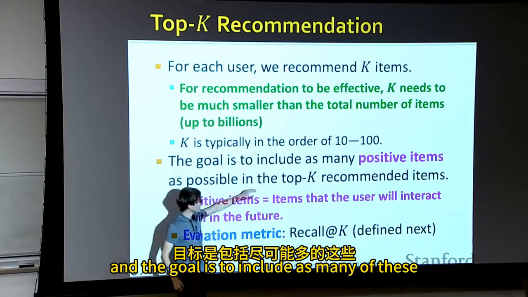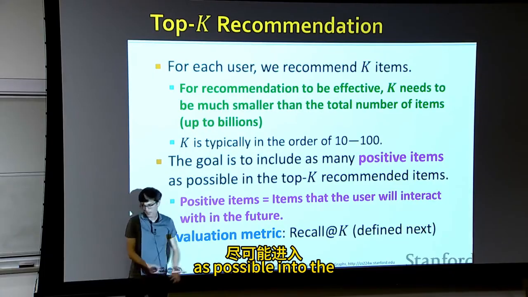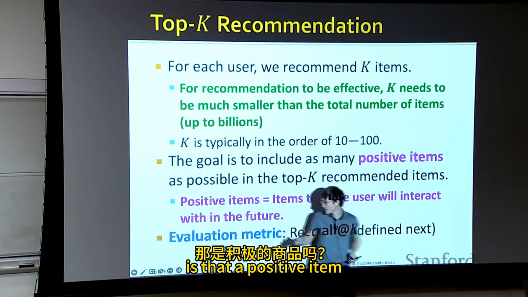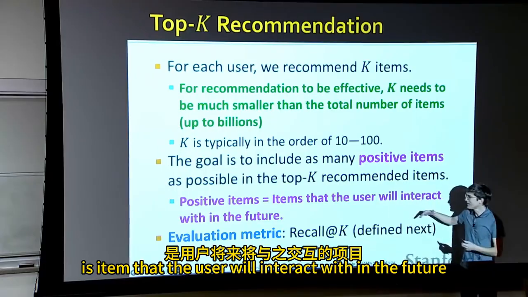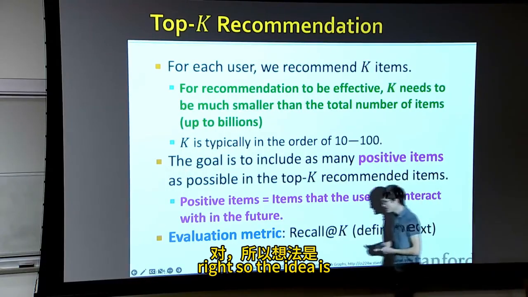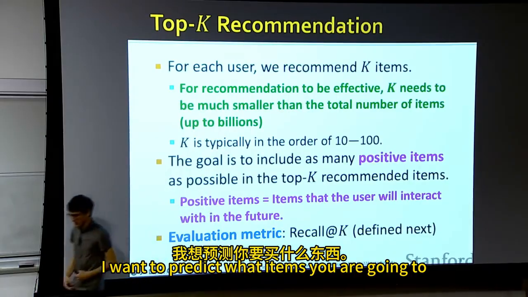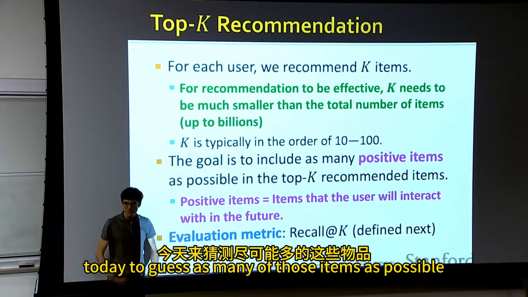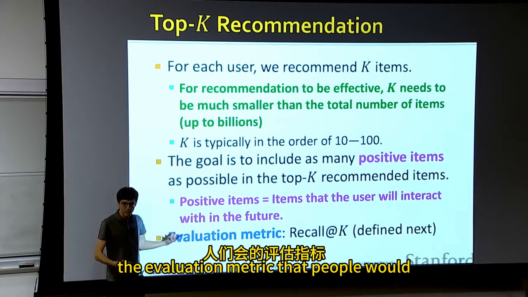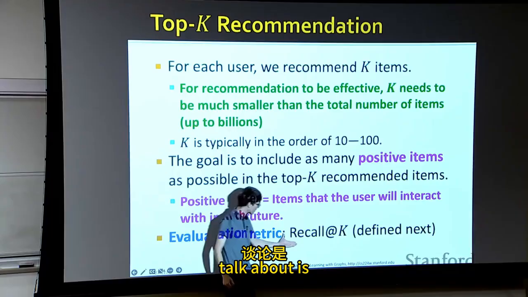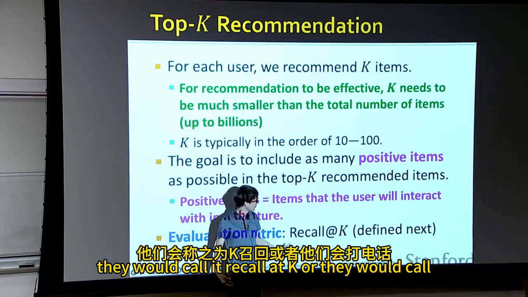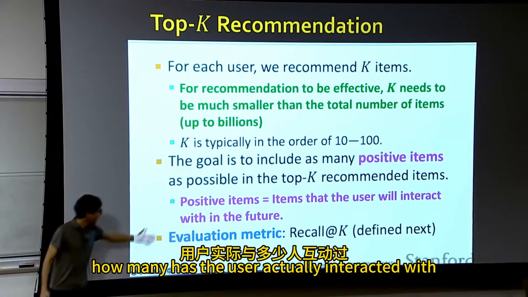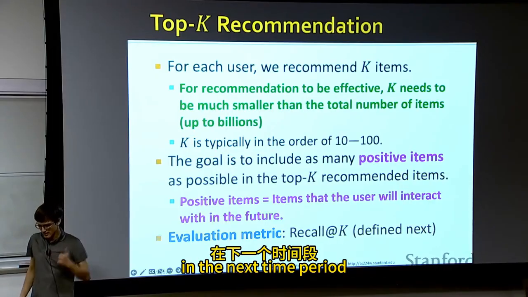And the goal is to include as many positive items as possible in the top K recommended items. A positive item is an item that the user will interact with in the future. So I want to predict what items you are going to interact with next week, and I want to guess as many of those items as possible today. The evaluation metric people talk about is called recall at K, or hits at K: out of the top K items that you recommended, how many has the user actually interacted with in the next time period?